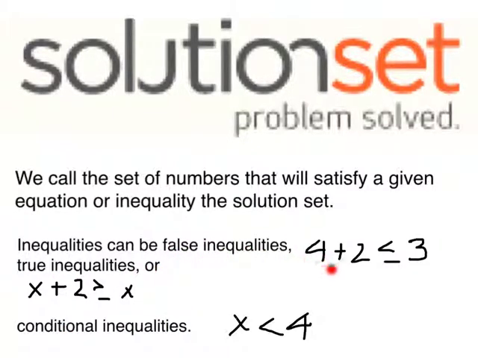Inequalities can either be false, true, or conditional. Let's talk about false. 4 plus 2 is less than or equal to 3. Well, we know 4 plus 2 is 6, and 6 is certainly not less than and is not equal to 3. So that's a false inequality. x plus 2 is greater than or equal to x. We know that has to be true because if you take x and you add 2 to it, it's going to get larger. So this would make this a true statement.